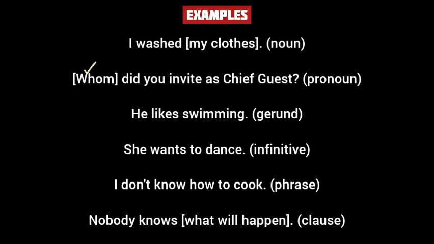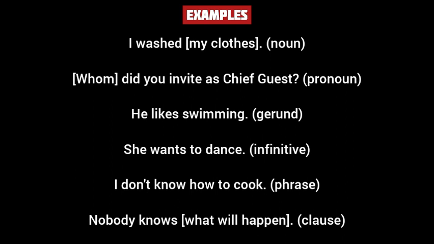Here whom is an interrogative pronoun coming at the beginning of the sentence. He likes swimming. Here swimming is a gerund serving as the object of the verb likes. She wants to dance, and to dance is an infinitive serving as a noun and the object of the verb wants. I don't know how to cook. Here how to cook is a phrase serving as the object of the verb know.